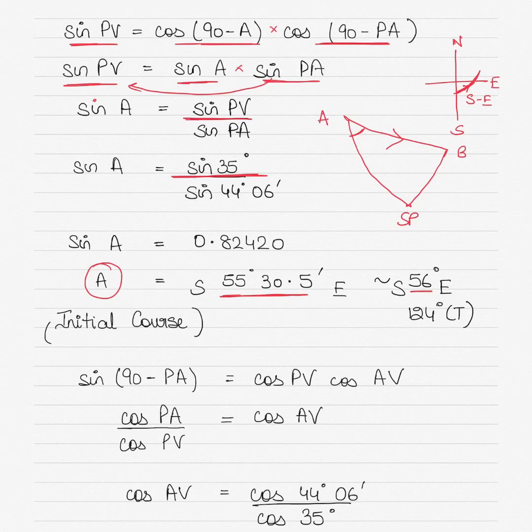Alright, so that is why A will be, because the value is less than 90 degrees, it's still in the southeast quadrant, so I have called it south 55 degrees 30.5 minutes east, or south 56 degrees east, which is equal to 124 degrees true. Why? Because if south is 180 degrees and you are going towards east by 56 degrees, you are somewhere here, which is 180 minus 56, which is 124 degrees.